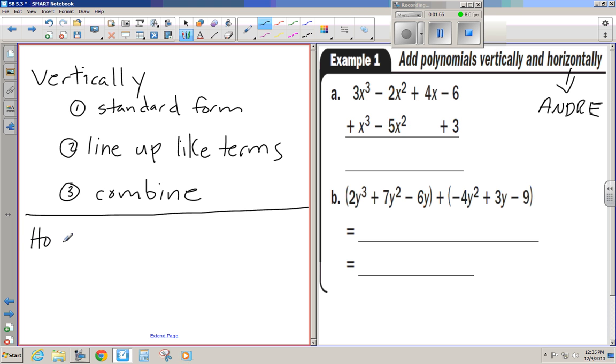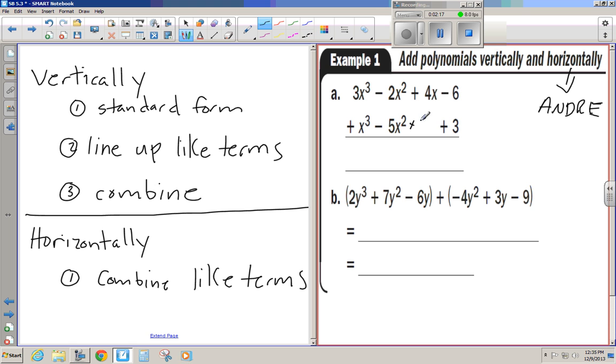So horizontally, you don't have to do any of that lining up or putting in standard form. All you have to do is combine the like terms. Okay? So looking here vertically, the constants are lined up. Hopefully you can see that there's a 0x here. That's why there's a space. X squareds, x cubes are lined up, and we're adding.